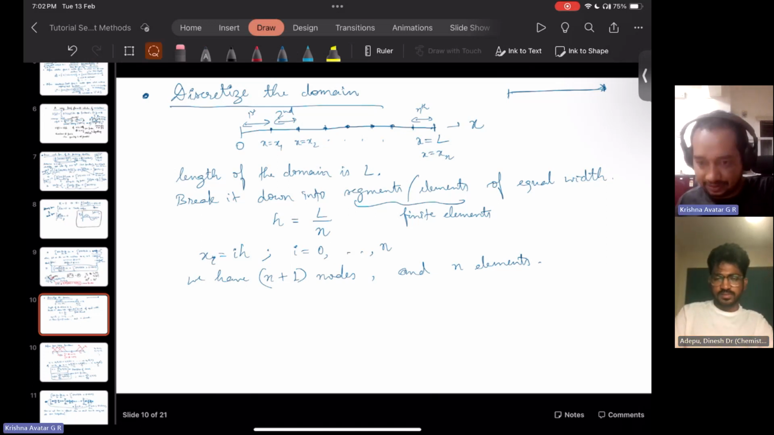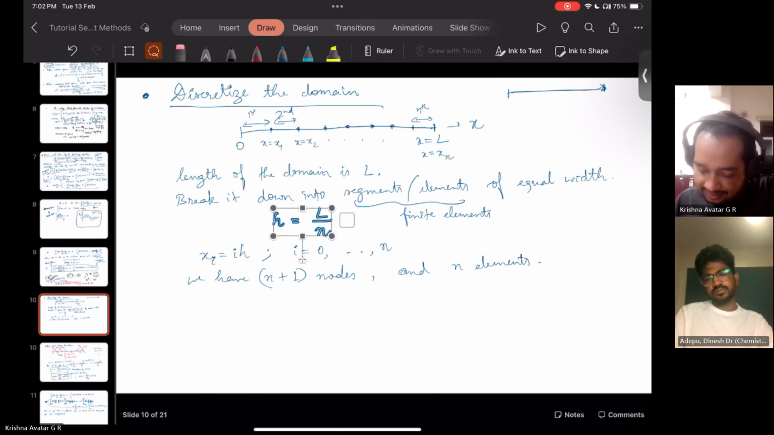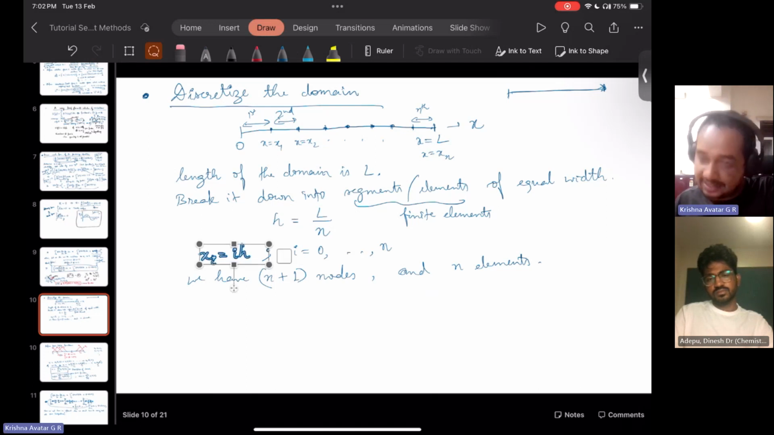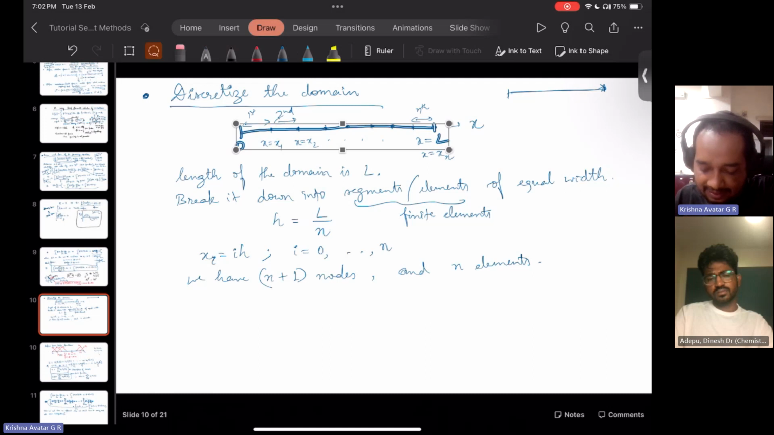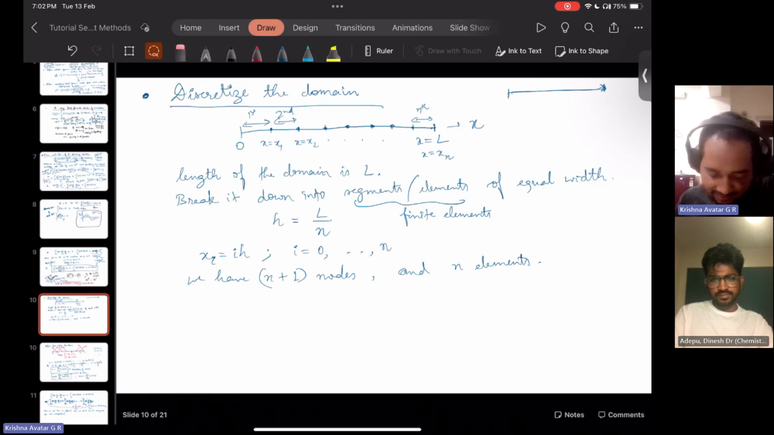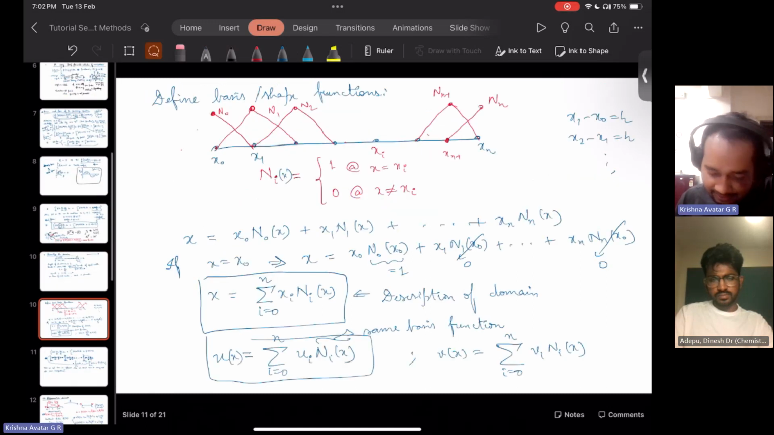Yes, sure. We discretize the domain into n segments, each of length L by n. Then we can write our nodal positions as x_i equals i times h, where i goes from 0 to n. So for n segments, we have n plus 1 nodes, because there will be a node at the leftmost and the rightmost ends. The next thing is to define what we call the basis or shape functions.